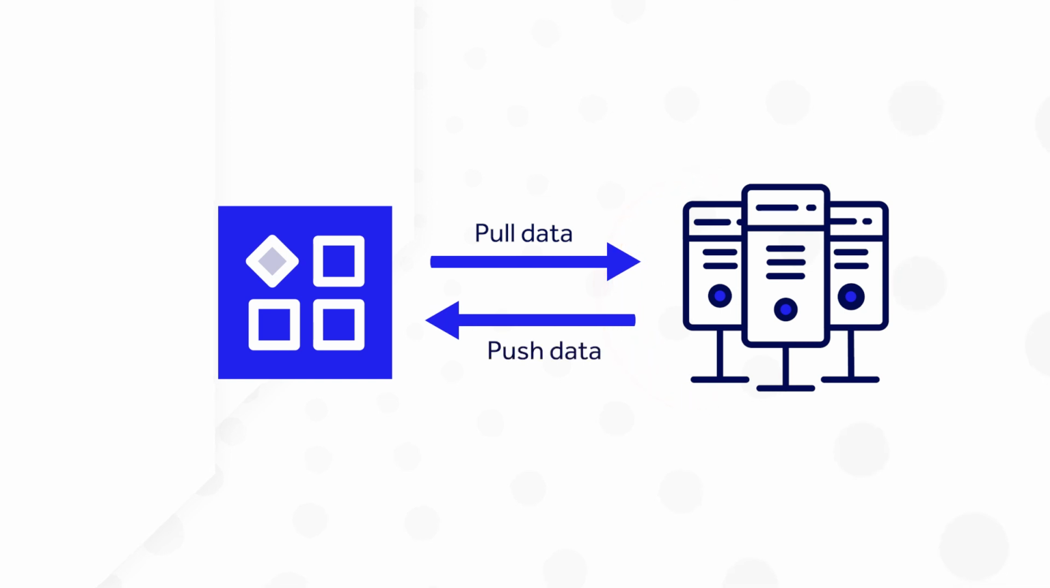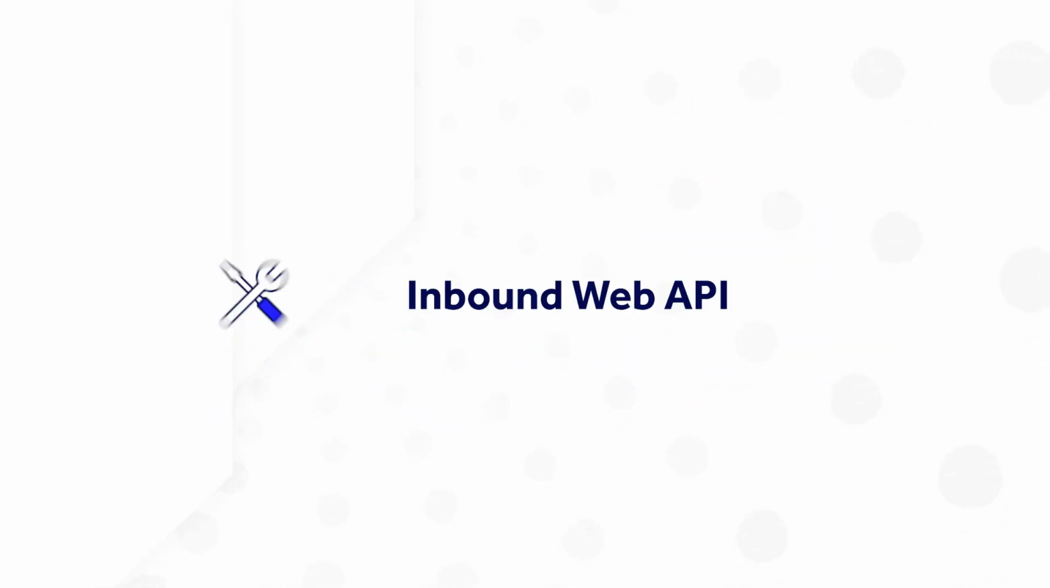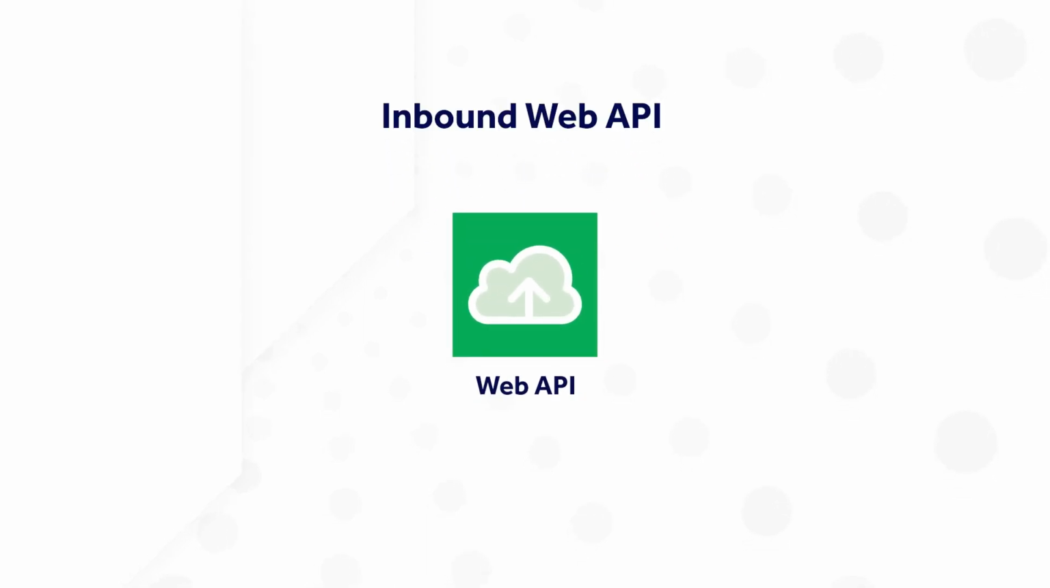If, on the other hand, the external system is initiating a call to either pull data from Appian or to push data to Appian, then you need to build an inbound type of connection, and this can be done using a web API object. Let's go over each integration type to understand how to set them up.